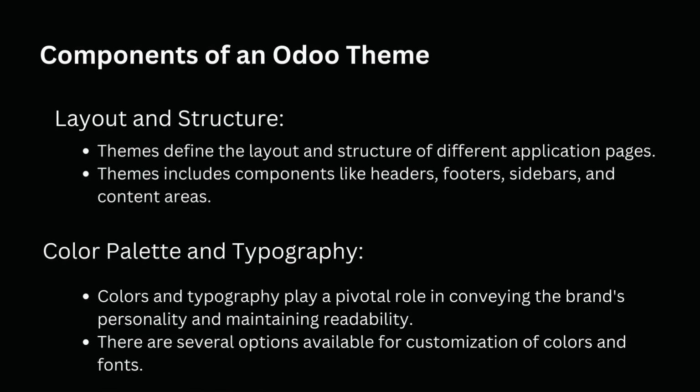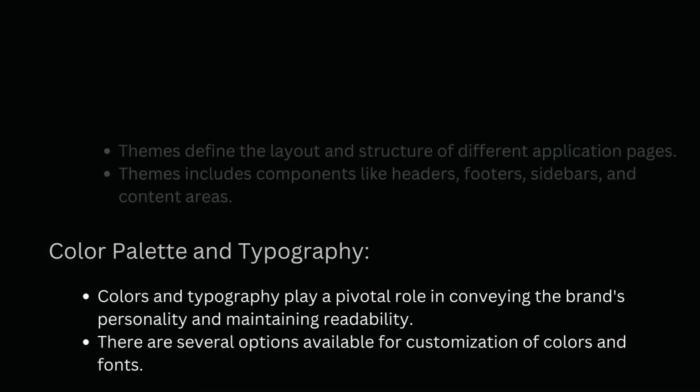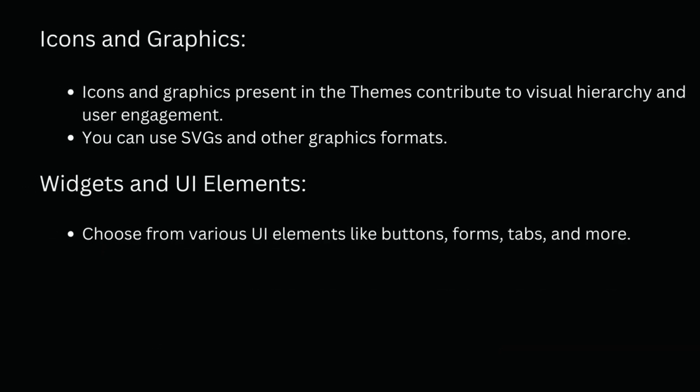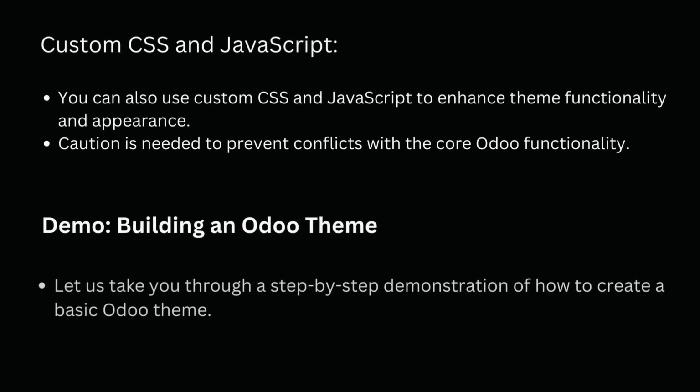The components of an Odoo theme consist of the layout and structure. You can include components like headers, footers, sidebars, and content areas. You can also give it your own color palette and typography, and you can use different icons and graphics and widgets and UI elements like buttons, forms, tabs, and many more to contribute to a visual hierarchy in your web application.